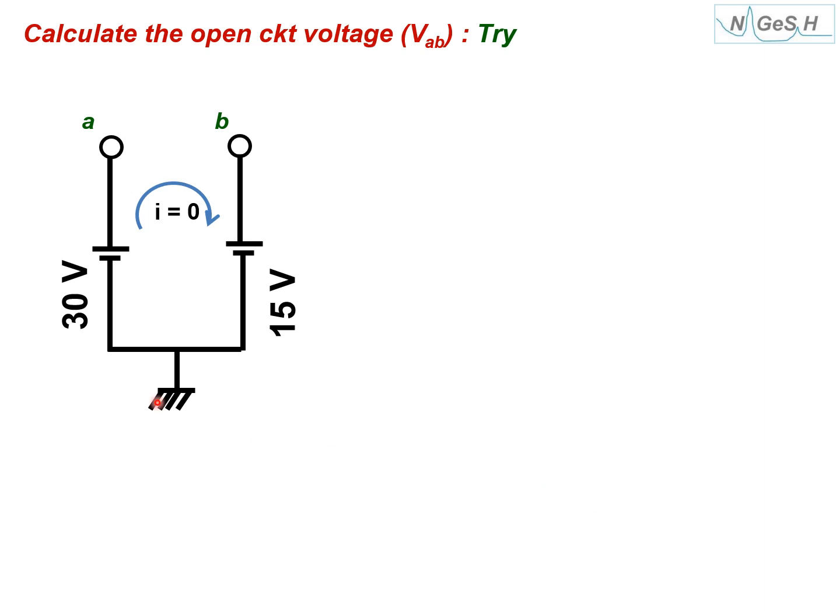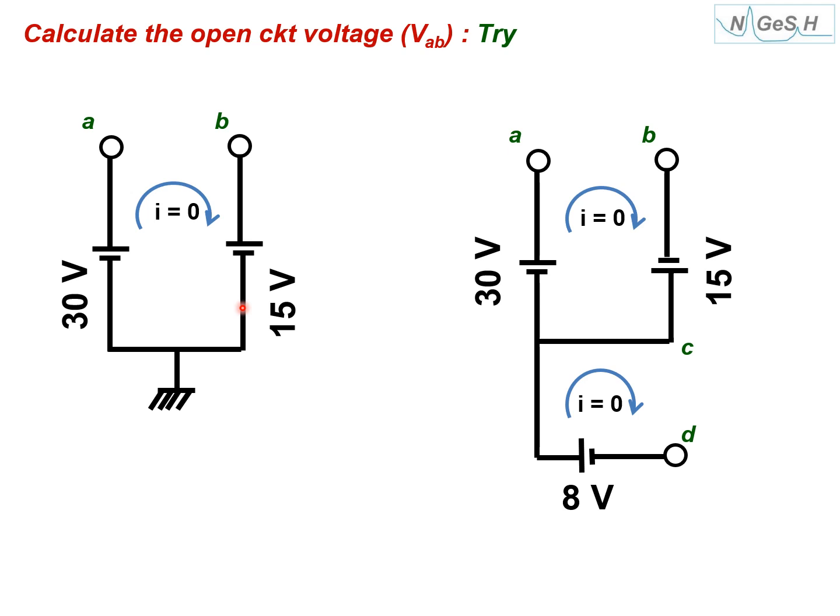This you should try. You can imagine a current like that, but the value of the current will be 0. So 30 minus VAB minus 15 equals 0. This is minus because I am going from the positive terminal to the negative terminal. Now suppose you connect another branch here. This will not affect the voltage here. This will be the same.